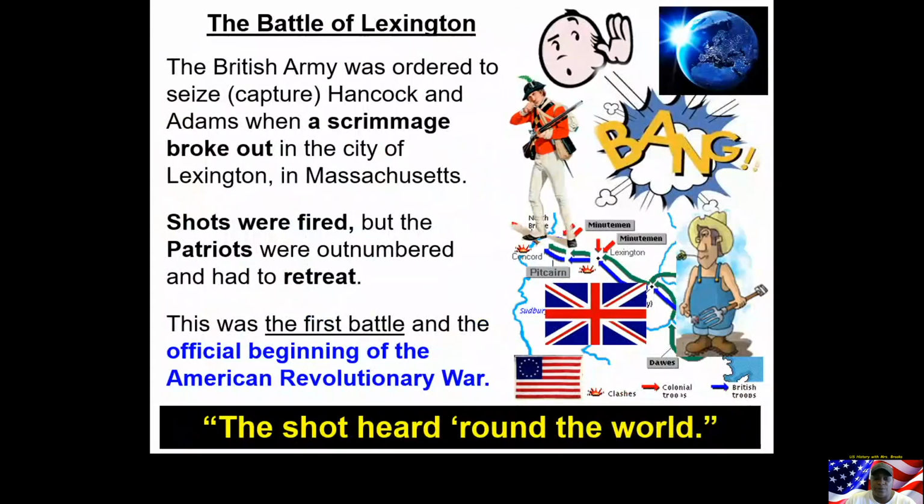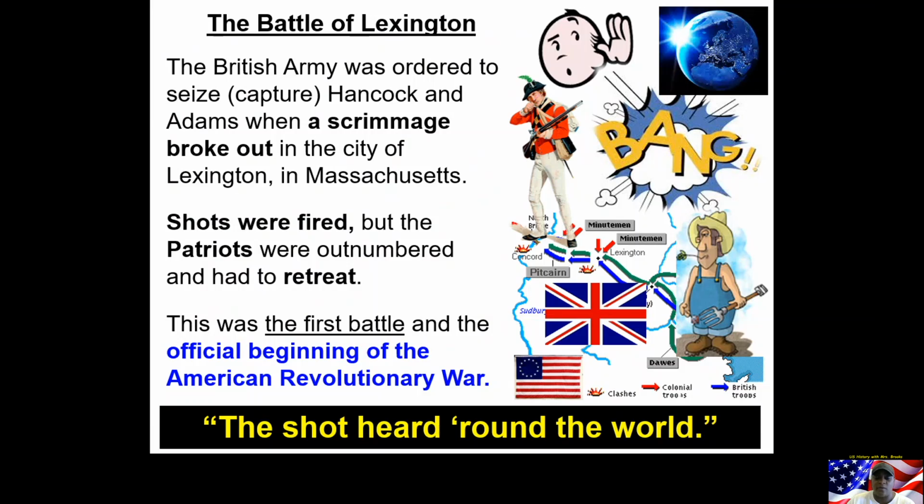Now, when the British Army gets into an area near the city of Lexington, you'll see it on that map, there's going to be a skirmish, some fighting between the colonists and the British soldiers. Nobody knows who started shooting first. We don't know who started the shooting, but the colonists shot at the British Army, and the British Army shot back, so people got killed. This battle was called the Battle of Lexington. Lexington is the location where the fighting was.